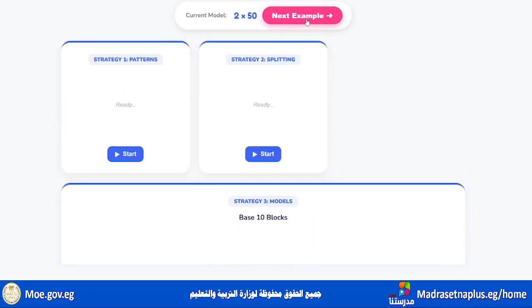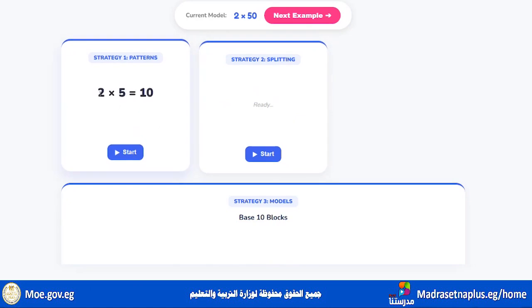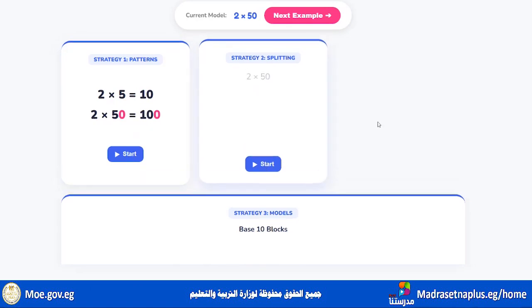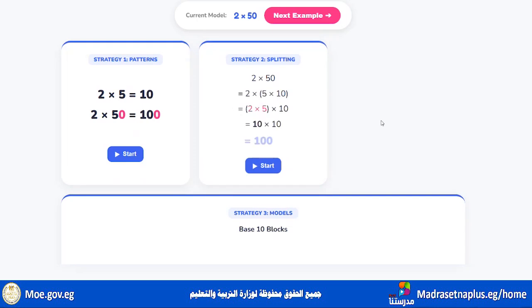Last one. 2 times 50, by using a pattern. 2 times 5 is 10, so 2 times 50 is 100. What about splitting? 50 equals 5 times 10. So 2 times 5 times 10. 2 times 5 equals 10, and 10 times 10 equals 100.